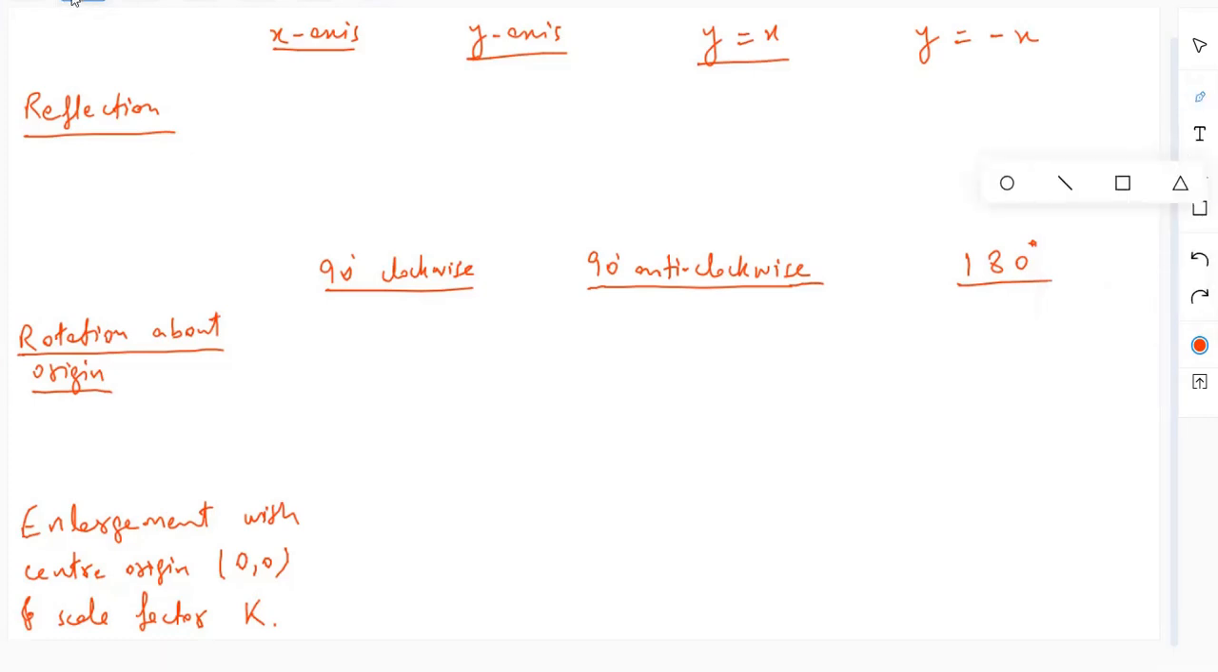Walaikum assalam, Adam, Umayma, welcome to the class. So we are doing matrix transformations today.